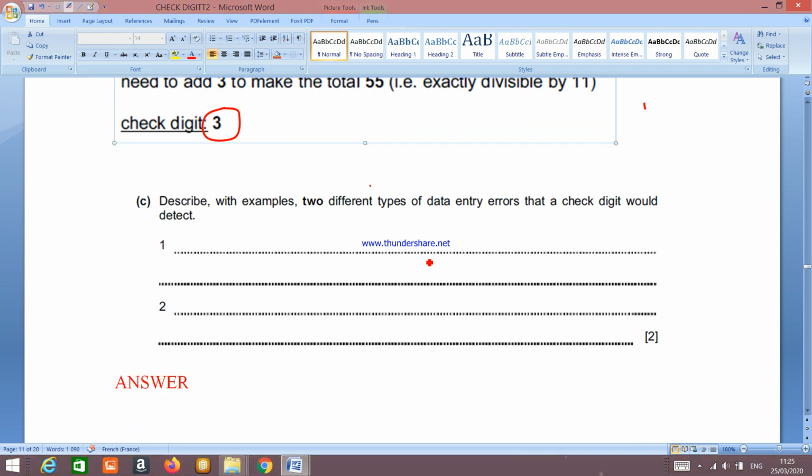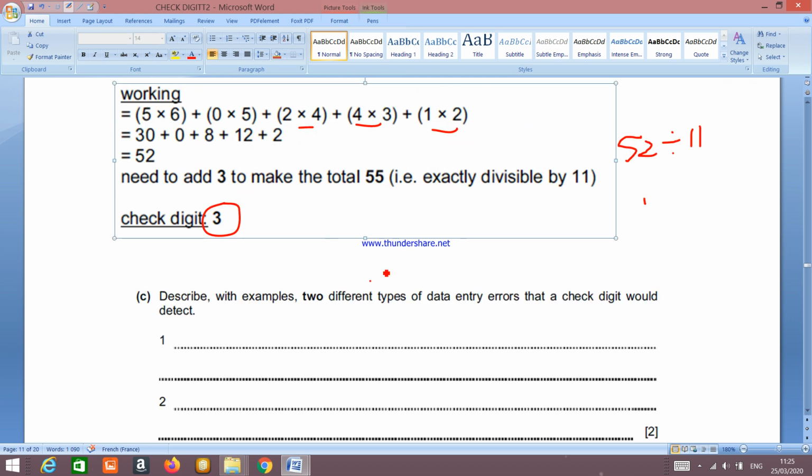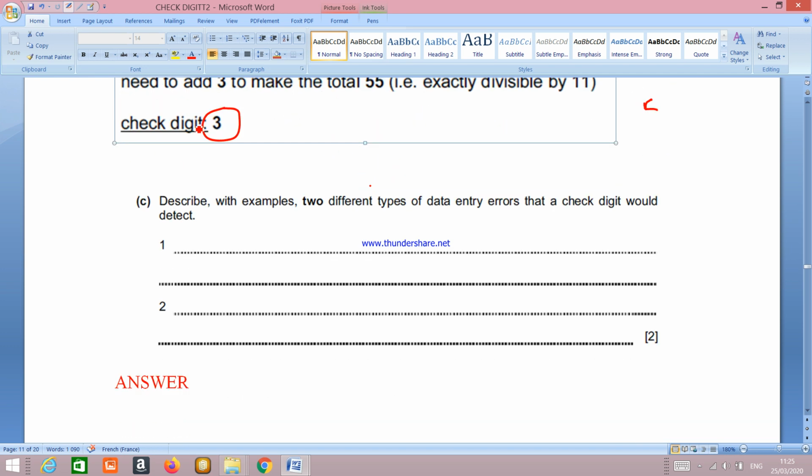Next, describe with examples. Wait. So I want to cut.